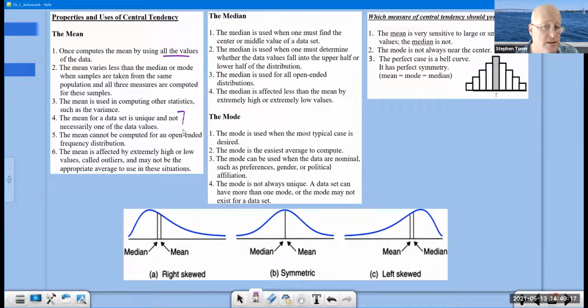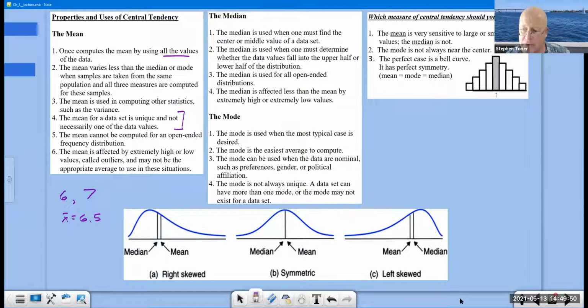In other words, let's just talk about that one really quickly. If I have a data set and it only has two numbers in it, 6 and 7, and I want to find the mean of that data set, the mean is going to be 6.5. It's unique. It isn't one of the numbers in the set, and it doesn't need to be one of those numbers in the set. When you have a distribution or a category which is open-ended, you can't calculate a mean.